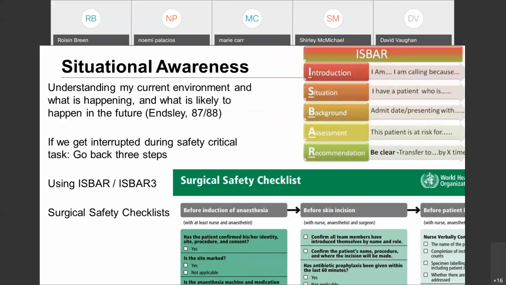So in aviation, if you get interrupted during a safety critical task, you have to go back 3 steps. And we did some work in the emergency department, where one nurse said she was interrupted 156 times in an hour. So we were thinking, if she had to go back 3 steps every time. So sometimes the environment isn't always conducive to that. But if it's really safety critical, how can you put yourself back in? If you're interrupted and called away, how can you go back and put yourself back where you need to be? So that's where these tools and techniques help.